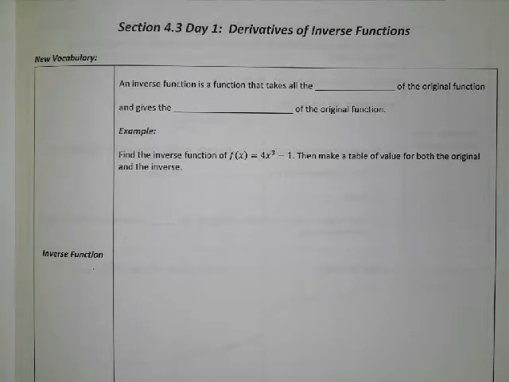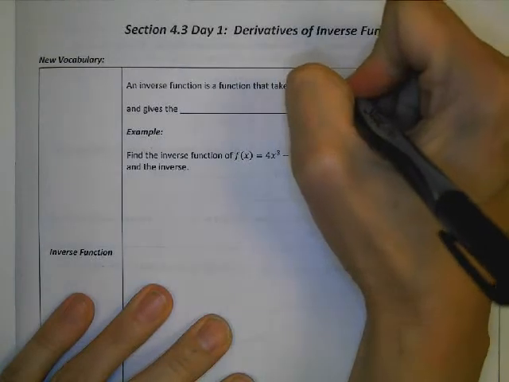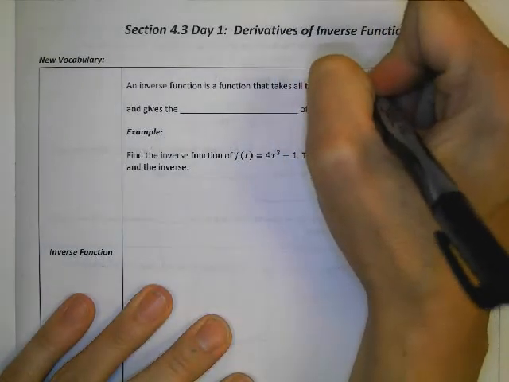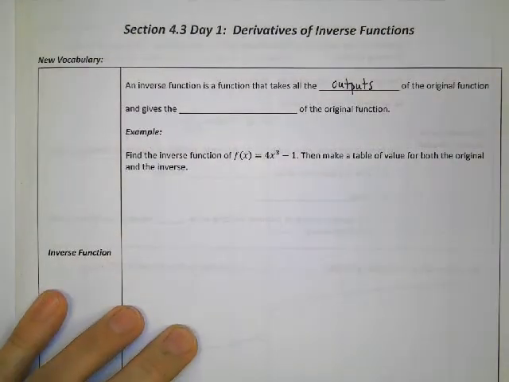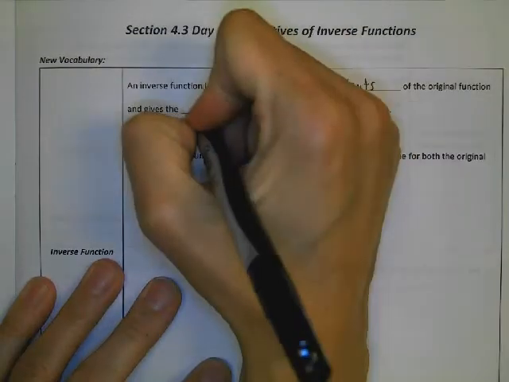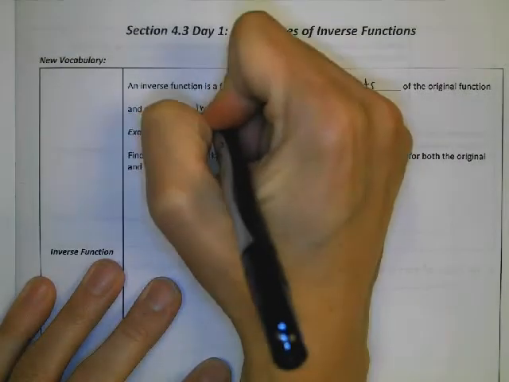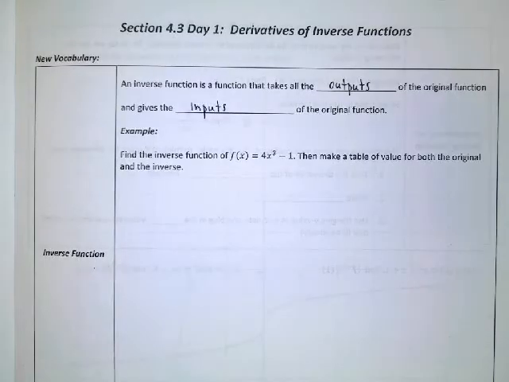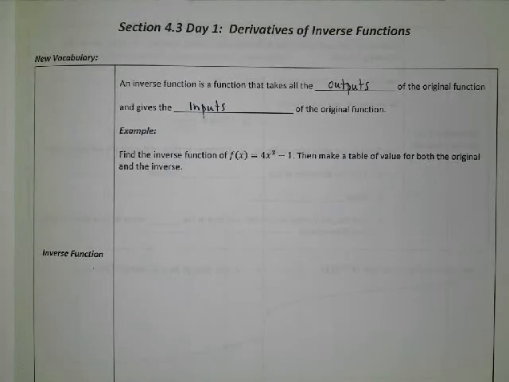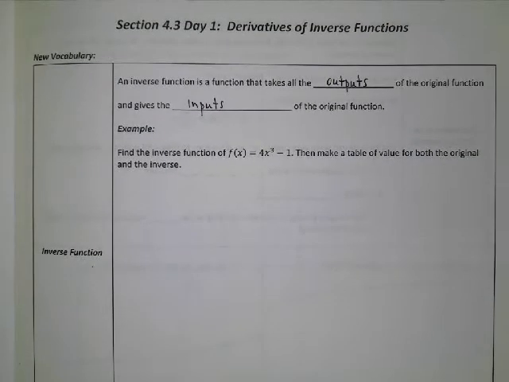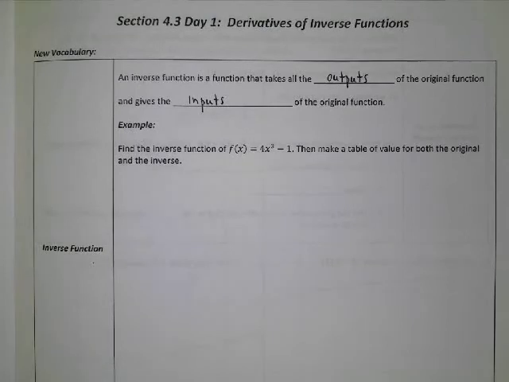So an inverse function is just a function that takes all of the outputs of the original function and gives the inputs of the original function. So for example, we're going to do a quick exercise here. We're going to find the inverse function of f of x equals 4x cubed minus 1, and then we're going to make a table of values for both our original function and the inverse.